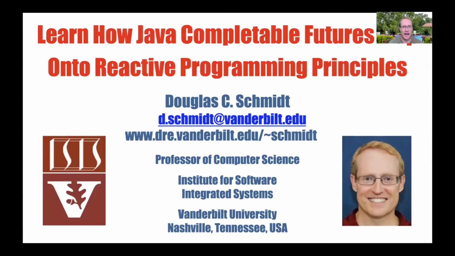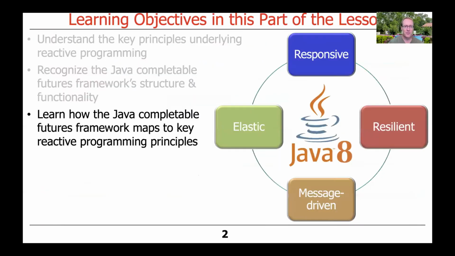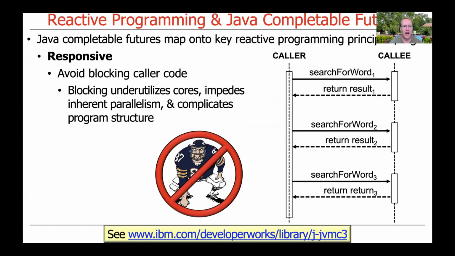We're now going to talk about how the Java Completable Futures framework and the various capabilities it provides maps onto the reactive programming principles that we outlined in our initial video as part of this section in the course. So Java Completable Futures map onto the various reactive programming principles as follows.